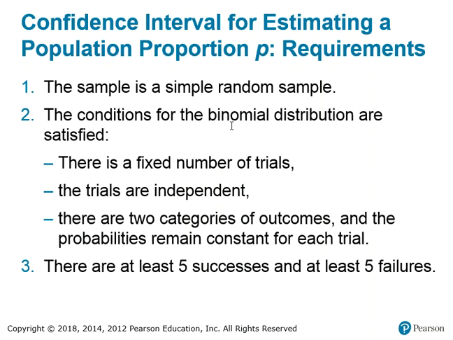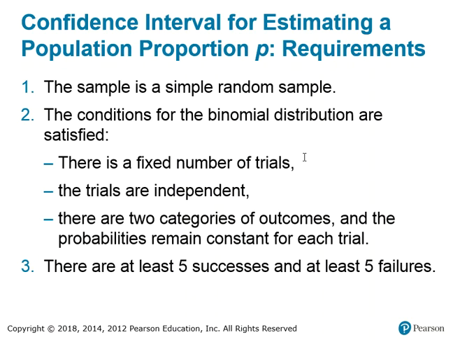The other things you want to look at, if we're focused on a binomial distribution, you want to make sure that there are a fixed number of trials. In other words, I'm not doing it until something happens. I know I'm doing it 50 times, or I'm doing it 1,000 times. I'm doing it 542 times. I know exactly how many times I'm doing it.